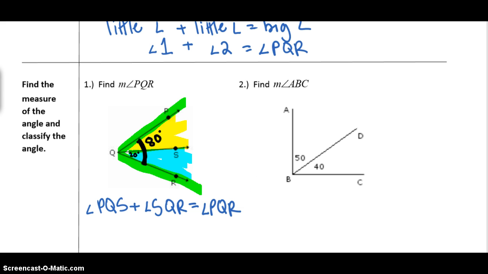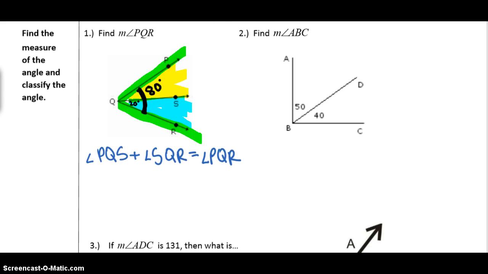Just like that. Now let's substitute in what we know. Well, what's PQS? I don't know. This 80 right here, do you notice it's with the big bold mark? It's not just in the yellow, it's with the whole thing. So that's not PQS, and it's not SQR. So this big 80 bold mark here is this whole mouth. So it looks like they're telling you that's what this green one is. And in this equation, the green one is right here. So we're going to put 80 degrees right there.